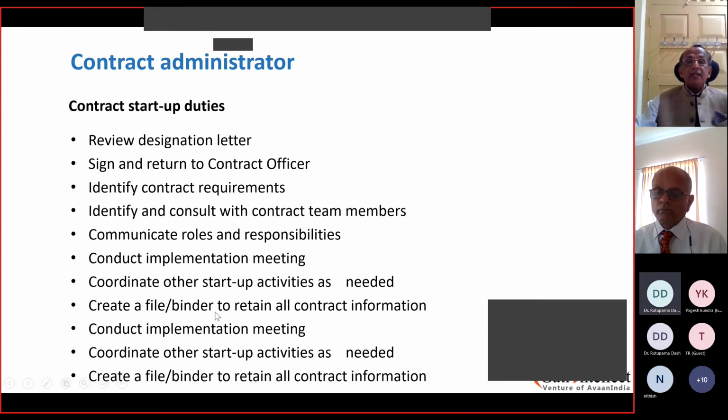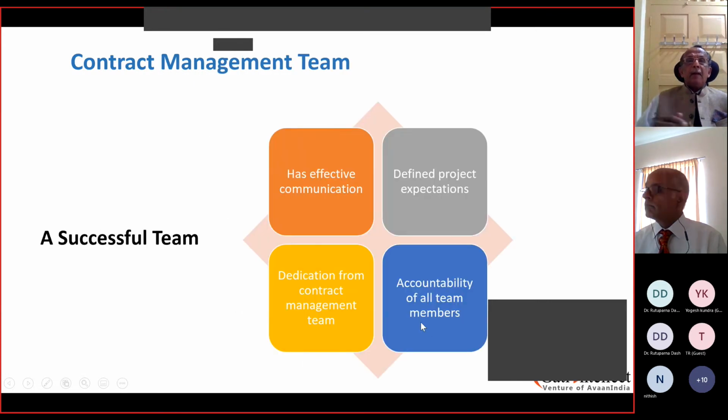Create a file or binder to retain all contract information. Documentation is very important. Nowadays, with the help of IT, these things are much easier because most of the people are using data management systems. I think the next two items, conduct implementation meeting and create a file or binder, are a repetition. Sorry for it. Right.